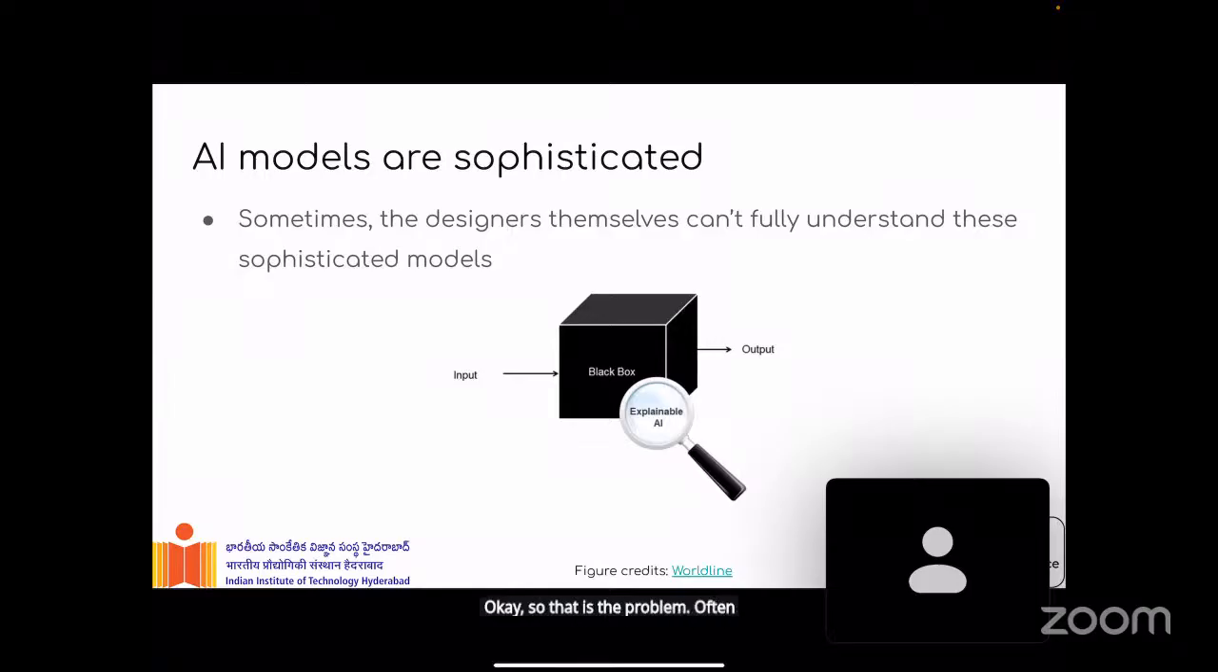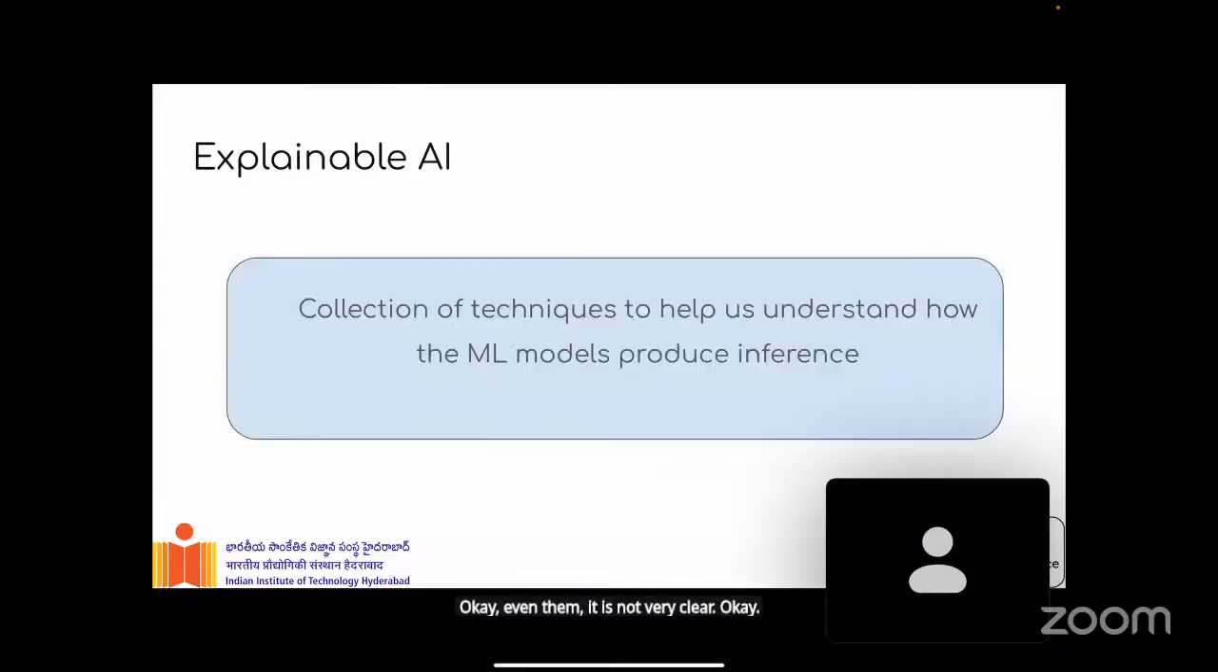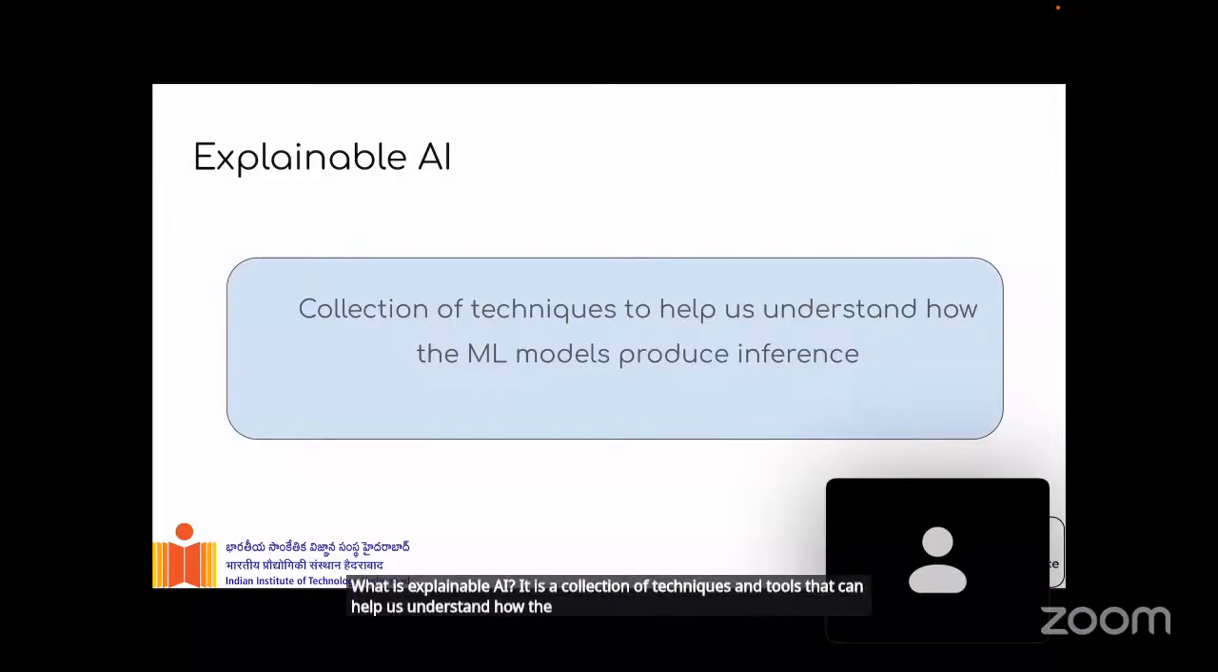Often the case, these models are treated as black boxes. It takes input, it gives output, but we don't really understand them completely. I'm talking about even the developers who designed and developed them. Even for them, it is not very clear. So that is where explainability in AI comes into the picture. What is explainable AI? It is a collection of techniques and tools that can help us understand how the particular AI/ML model produces the inference that it produces.